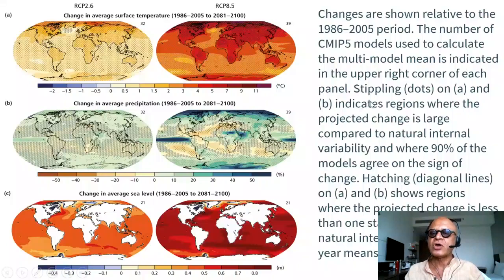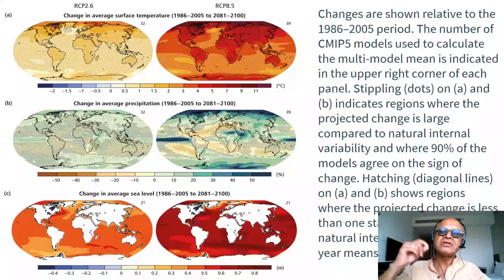Okay, stippling or dots on A and B indicate regions where the projected change is large compared to natural internal variability, and where 90% of the models agree on the sign of the change. So internal variability is just what we talked about. Let's say in the winter you have high day-to-day variabilities compared to summer. At high latitudes you have high seasonal variability compared to the tropics, and you have all the other natural modes of variability as well. So everything can be clubbed into internal variability.